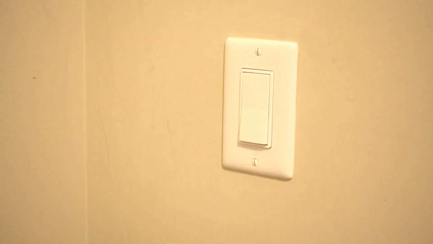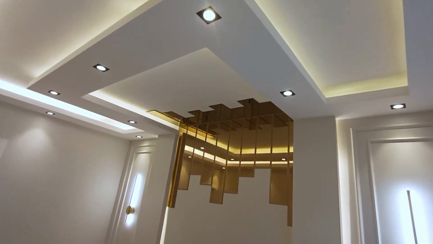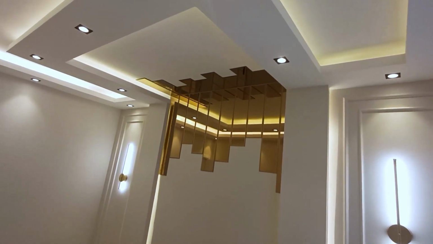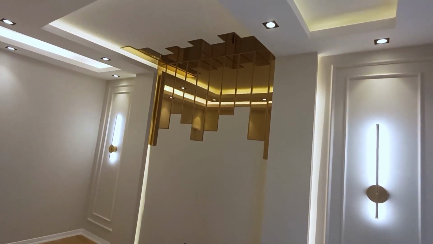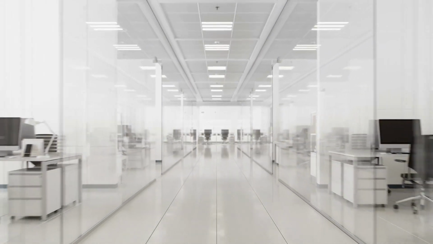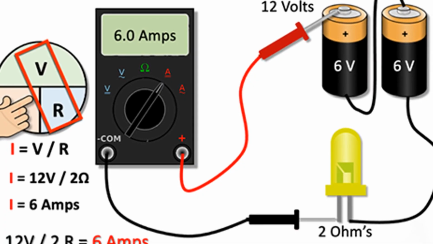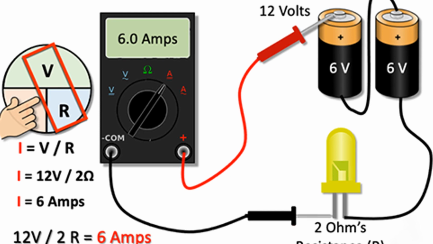Imagine being in a pitch-dark room, struggling to find the light switch. You eventually find it, flip it on, and voila, the room is filled with light. Ever wondered how this happens? How does the flick of a switch light up an entire room? This mystery can be unraveled by understanding three fundamental concepts in physics: voltage, resistance, and Ohm's law.